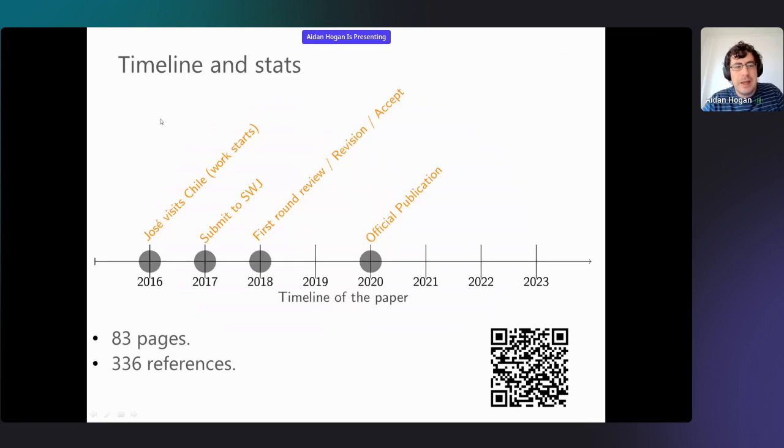So in terms of the timeline and stats, I think it's important to give this context. We started work on this in 2016 when Jose visited Chile, where I work. We started to work on the survey at that stage to collect papers, to review them and so forth. It was submitted first to Semantic Web Journal in 2017, revised and accepted in 2018, and then official publication was in 2020. So the paper is quite large, 83 pages. We have 336 references. You have a query here if you want to grab the paper.